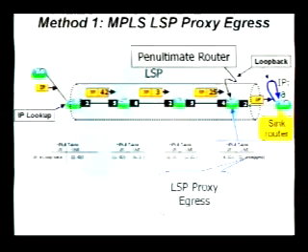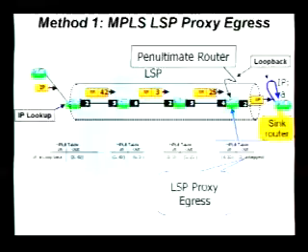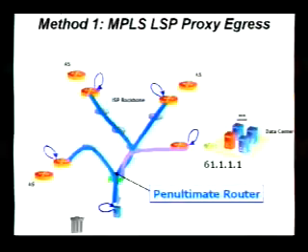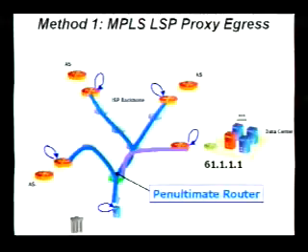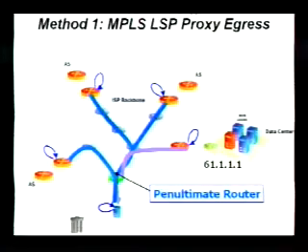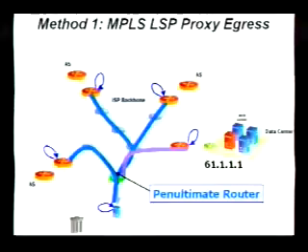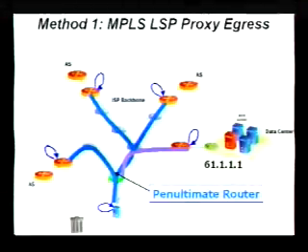Okay, and information about the LSP proxy egress. So what does it look like? We have the LSPs set up, the ones in blue, between all the egress or peering routers going to the sink device, and in purple the link back to the final destination.